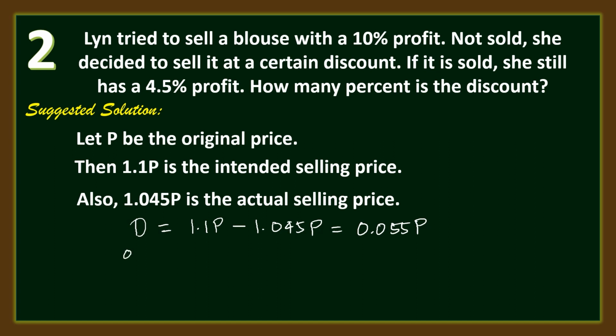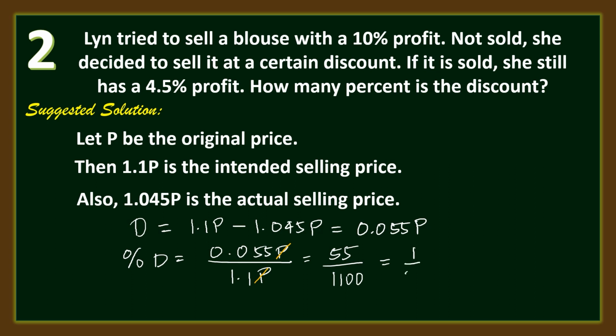To get the percent discount, let us divide the discount price, 0.055 of P, over 1.1 of P. P over P is 1. And let us multiply both numerator and denominator of this fraction by 1,000. We will get 55 over 1,100. 55 over 1,100 is equal to 1 over 20, and this is equal to 5%.